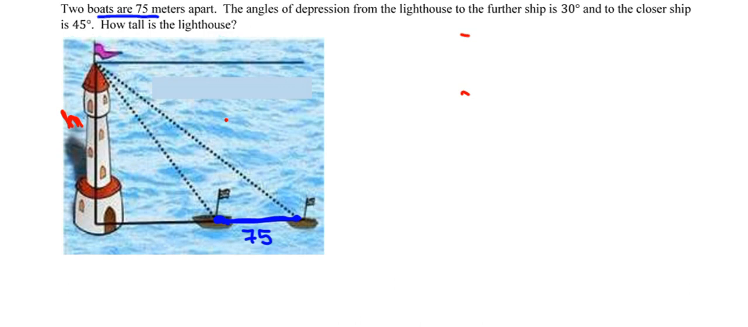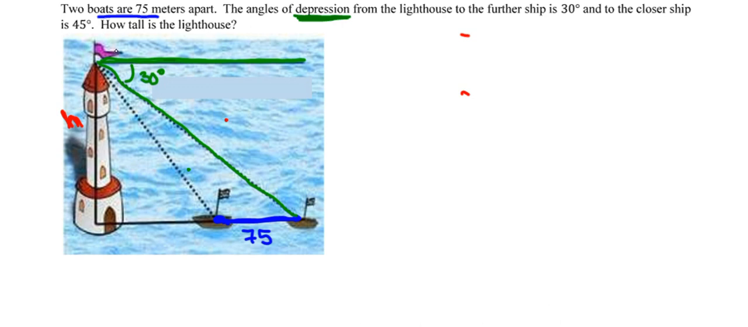We do know the angles of depression from the lighthouse to the furthest ship. Remember, when you're looking for an angle of depression, or an angle of elevation for that matter, one of the sides must always be horizontal. So I'm looking from that horizontal down, and when I'm looking horizontal down to that furthest ship, that angle of depression is 30 degrees. So let me go label that with a 30.